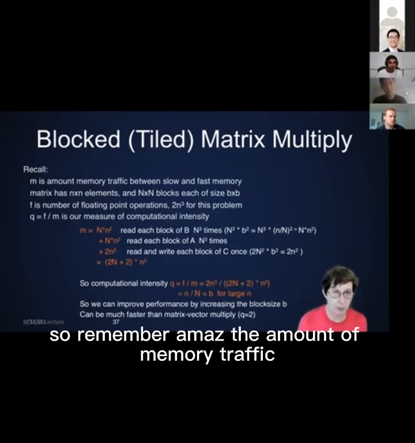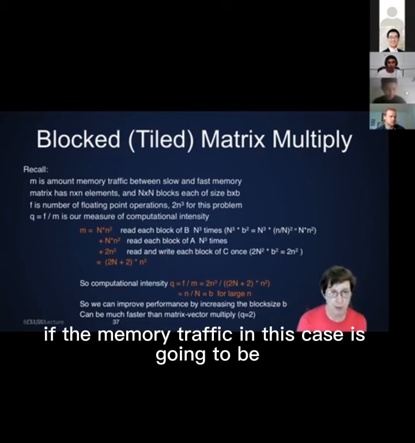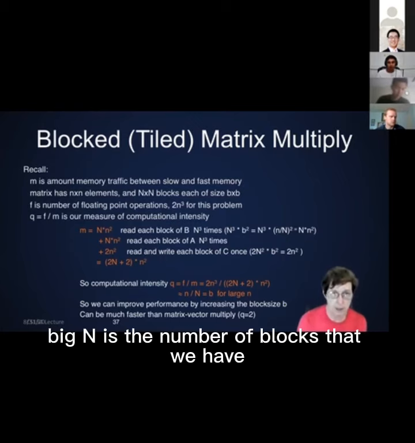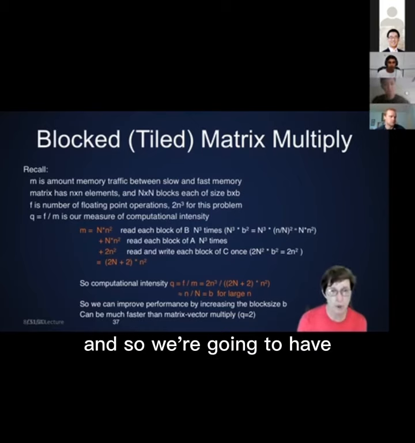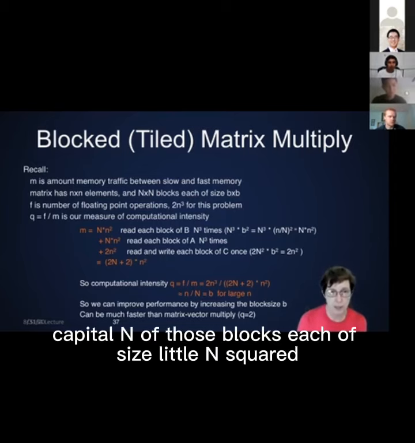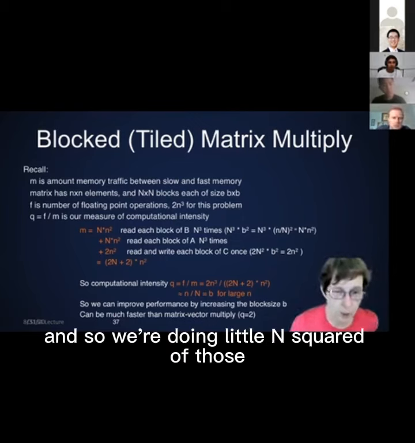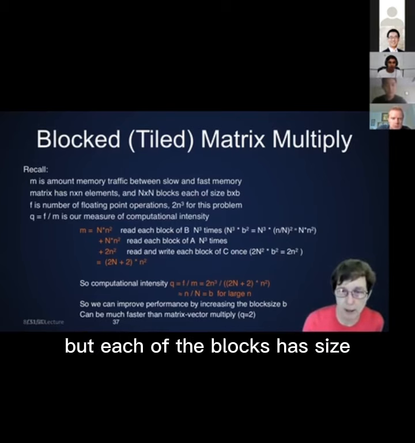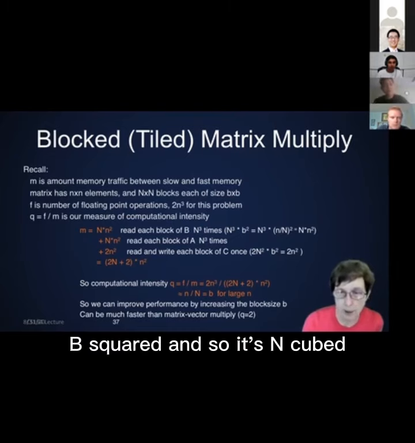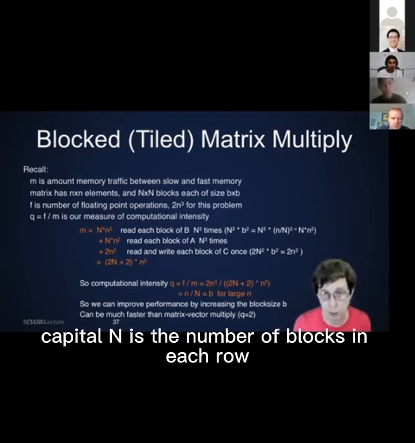So remember, M is the amount of memory traffic. In order to calculate this, big N is the number of blocks that we have, and little b is the block size. So we're going to have capital N of those blocks, each of size little b squared. And so we're reading those blocks N cubed times, but each of the blocks has size b squared. Capital N is the number of blocks in each row and in each column.